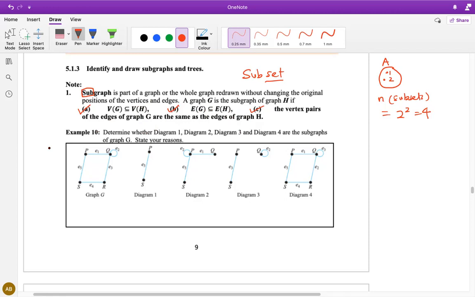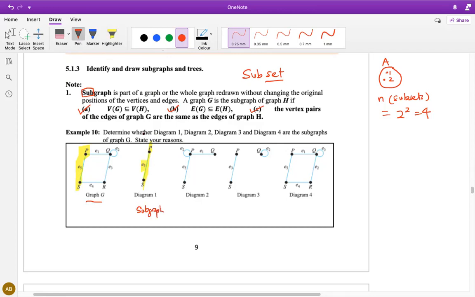So let's see this example. Determine whether diagrams 1, 2, 3, 4 are subgraphs of G. State your reason. You see this is the graph given, graph G. So you see diagram 1. P and S are connected with E5, right? So here is E5. Is it exactly the same? So this is exactly the same. Therefore, this is a subgraph.